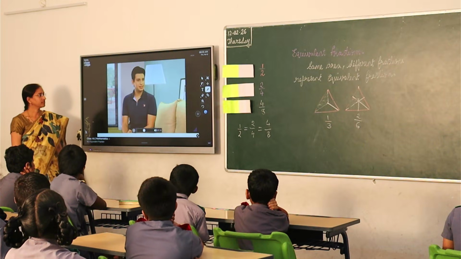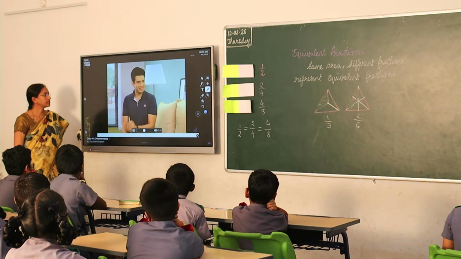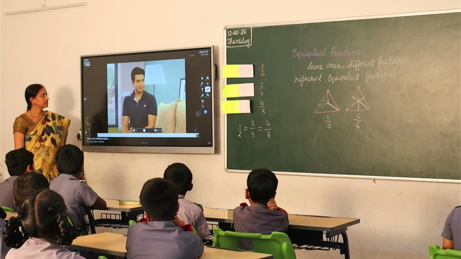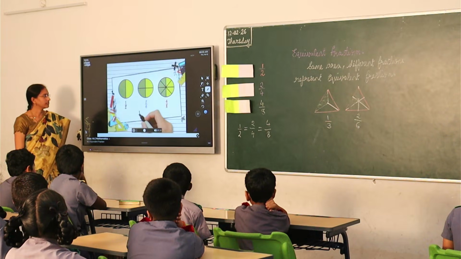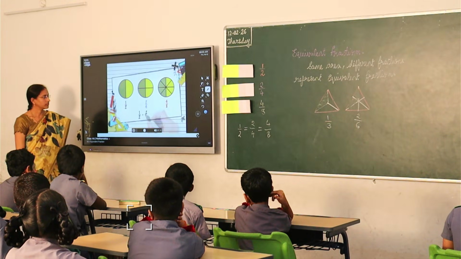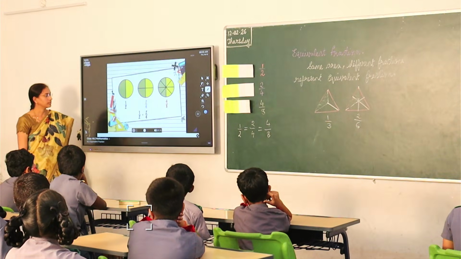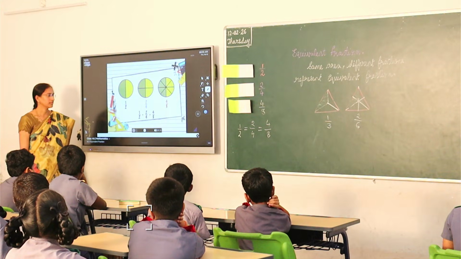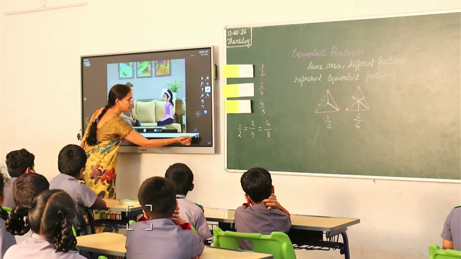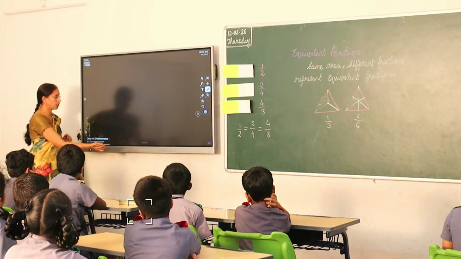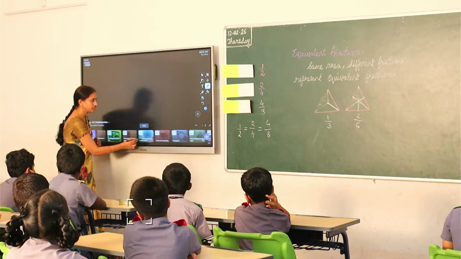Did you notice that the shaded part of all the pizza is the same, while the number of pieces that it is cut up into is different? Oh, yes. So 1 by 2 is the same as 2 by 4, which is the same as 4 by 8. Understood, children? We'll see with one more slide, children.